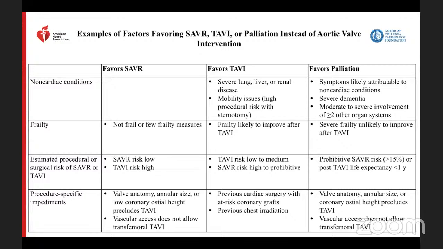Procedure-specific impediments like valve anatomy, annular size, or low coronary ostial height that preclude TAVI, and vascular access that does not allow transfemoral TAVI, favor surgical AVR. A patient who has previous cardiac surgery with an at-risk coronary graft or previous chest irradiation will be in favor of TAVI. A patient whose valve anatomy, annular size, or coronary ostial height precludes TAVI, or whose vascular access does not allow transfemoral TAVI, and who is not suitable for surgical AVR, will go for palliative therapy.